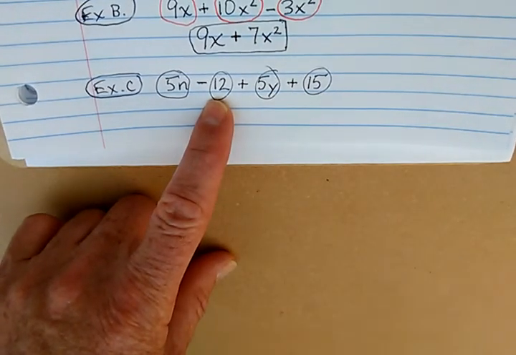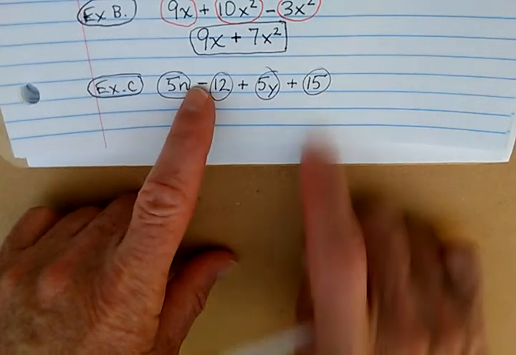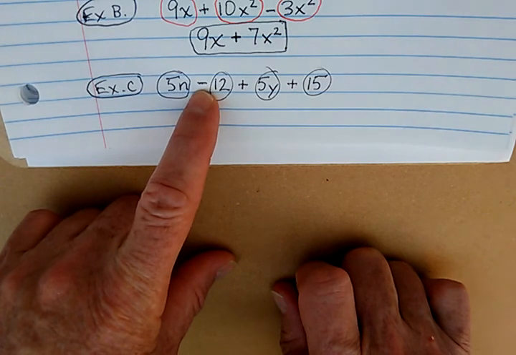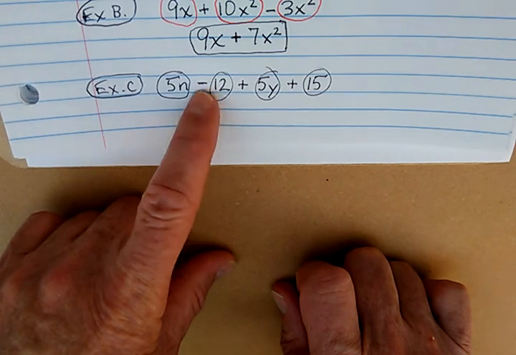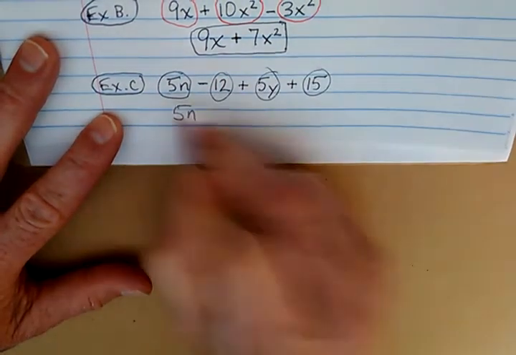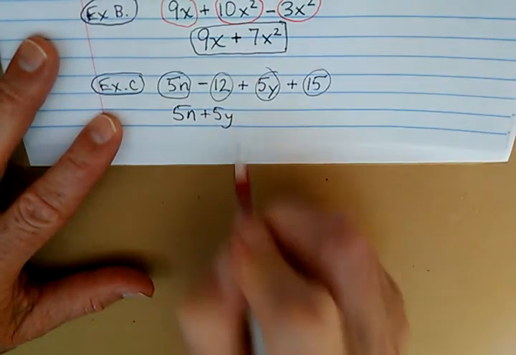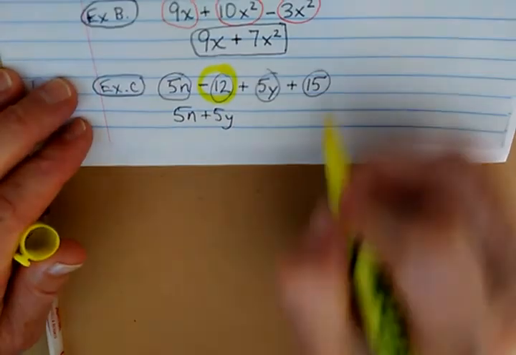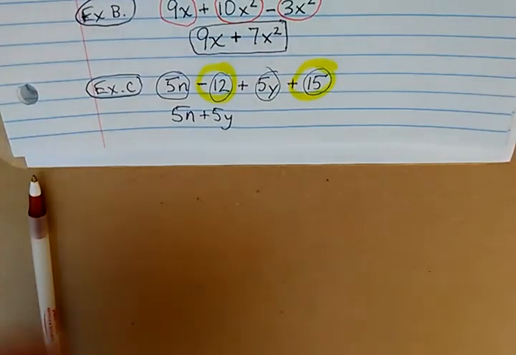But be careful, because we always have to look at the sign in front of the number. So this 12 has a minus in front. That makes that a negative 12. It's a minus 12, a negative 12. So we could just write the 5n in first. That's not going to combine with anything. We could write the 5y next if we want, plus 5y. But now we need to combine these two terms, the minus 12 and the positive 15. What's negative 12 plus 15?